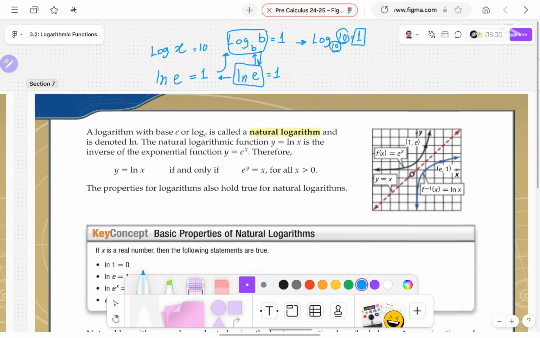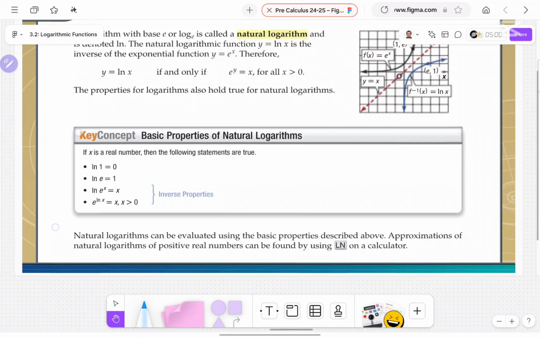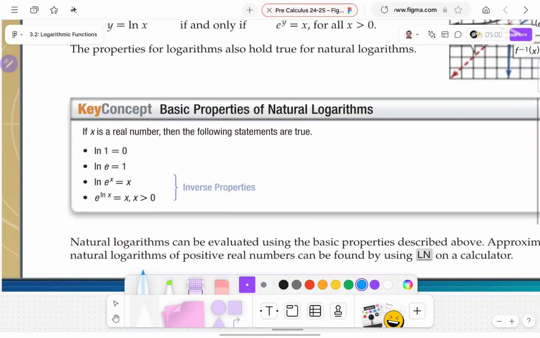Now let's go to the properties for the base e. The first one is similar to the log: when I have ln 1, it is always 0. Second, ln e is equal to 1, similar to what I told you, because the base of the ln, e, is always equal to 1. Number 3: when I have ln of e to a power, the power is my answer. For example, ln e to the power of 5, the answer is equal to 5.